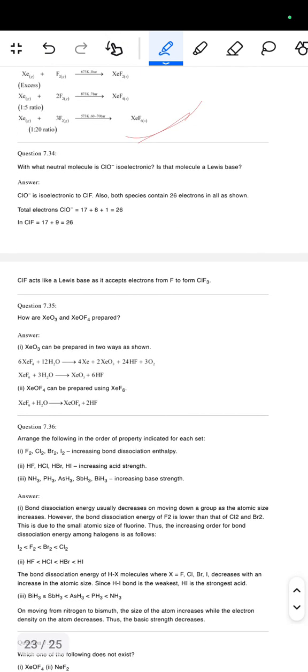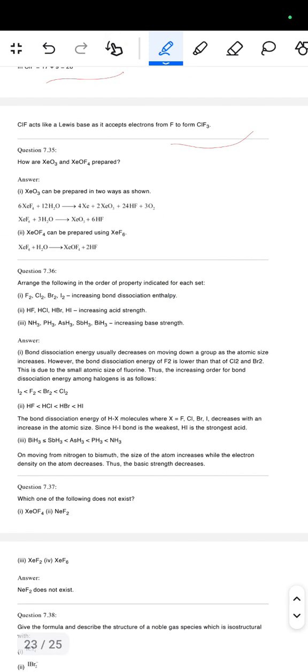Next question: what neutral molecule is isoelectronic with ClO4 minus, is that molecule a Lewis base? The ClO4 minus and the neutral molecule both contain 26 electrons in all. Total electrons will be 17 plus 8 plus 1, that is 26. So in the other molecule, 17 plus 9 is 26. So it acts like a Lewis base, shifting the electrons from the F to the other species.